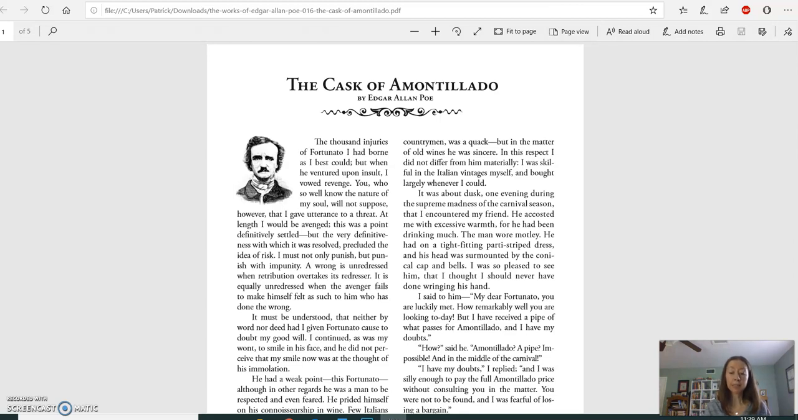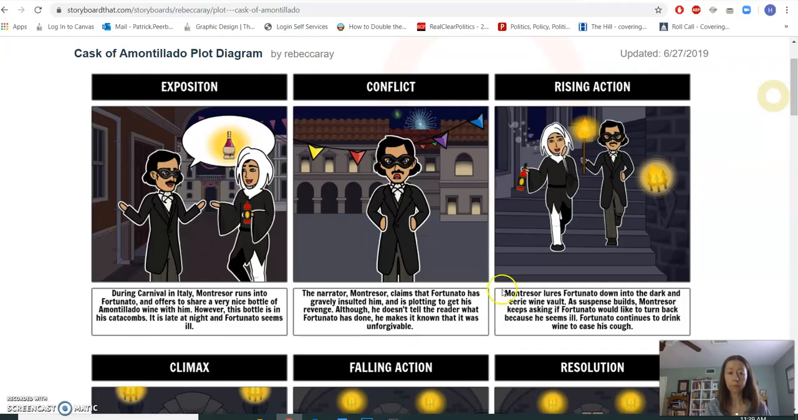Okay, so let's take a look at this storyboard diagram of the plot. You should see this on your screen. Notice that it's broken up into 6 sections: exposition, conflict, rising action, climax, falling action, and resolution.